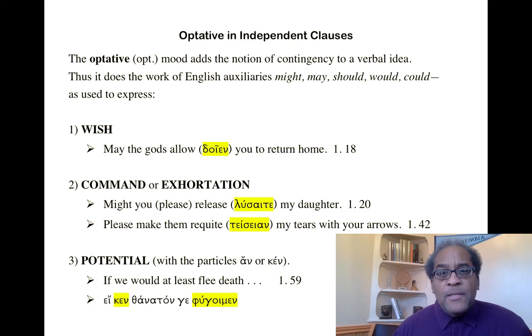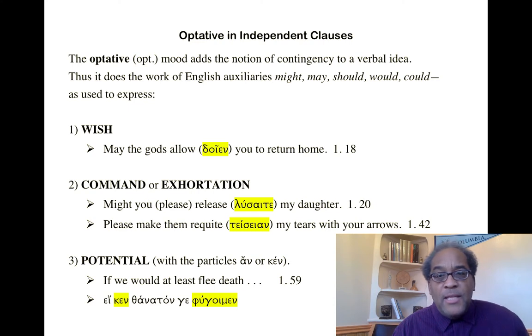So, what does the optative do? The optative mood adds the notion of contingency to a verbal idea. Thus, it does the work of English auxiliaries such as might, may, should, would, could, as they are used to express either a wish, a command or exhortation, or the notion of potential. So we've actually seen, or we'll soon see all of these.